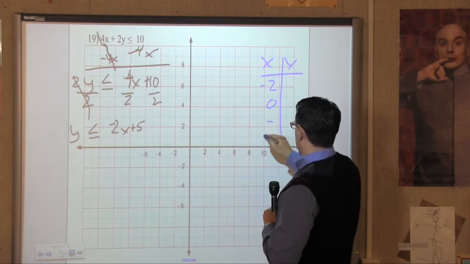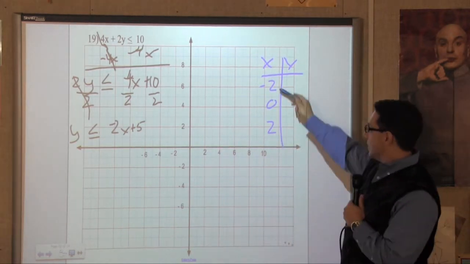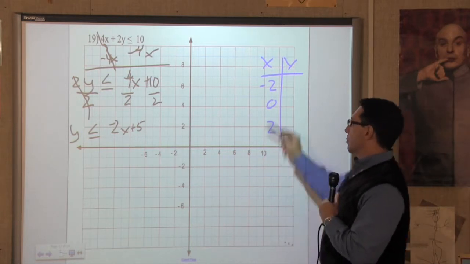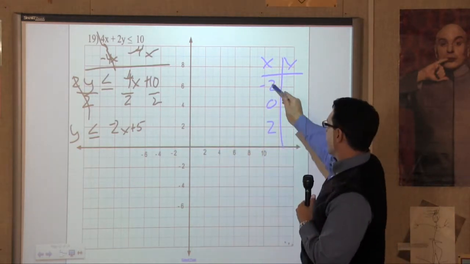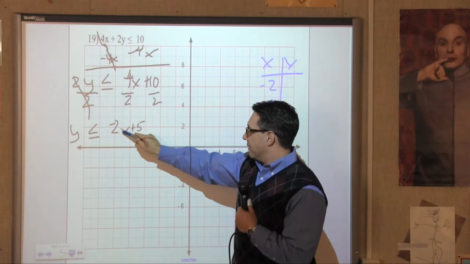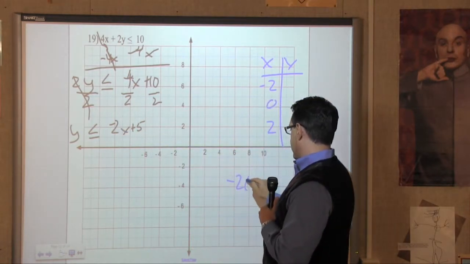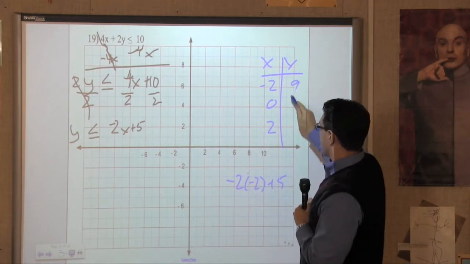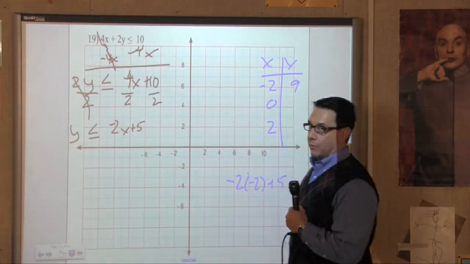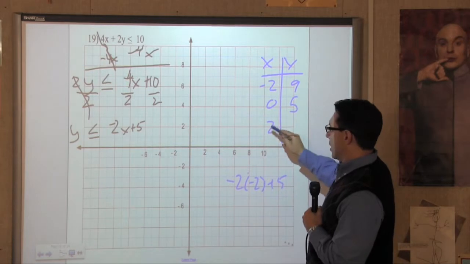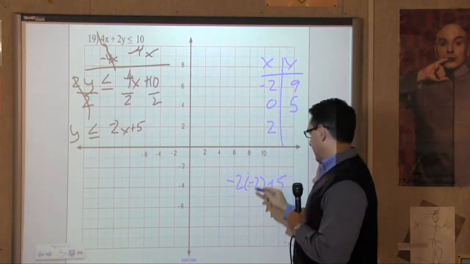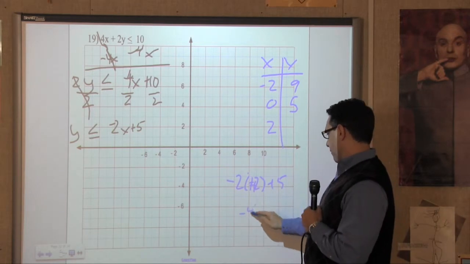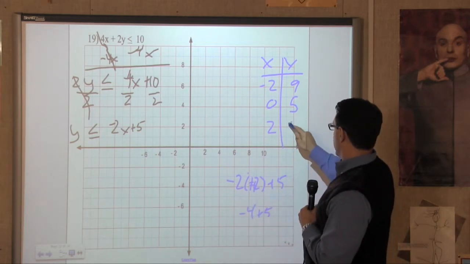If you want to do table of values, what you're going to do is take any 3 numbers that you can pick for x. I usually pick these 3. Plug them in one at a time and get your y. So if I plug in negative 2 for x, I get negative 2 times negative 2 plus 5. That's 4 plus 5, which is 9. I plug in 0 for x, and I get 0 plus 5, which is 5. I plug in 2, and that would make negative 2 times positive 2, which is negative 4, plus 5 is 1.